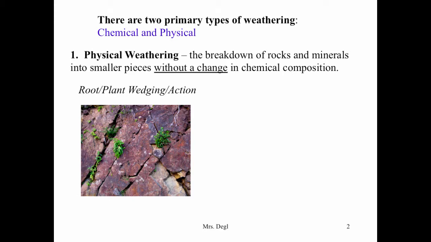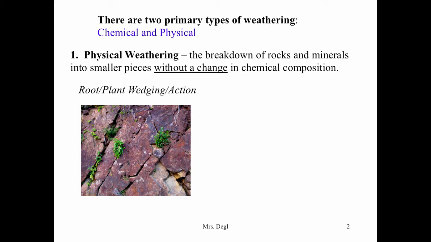Physical weathering is the breaking down of rocks and minerals into smaller pieces without changing their chemical composition. Like the lab we did today, where we took the sugar cubes and shook them back and forth and changed the size and the shape. That is physical weathering. Physical weathering is when you change its physical appearance, the way it looks. You do not change what it actually is.